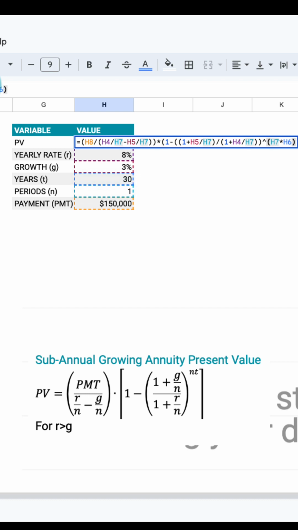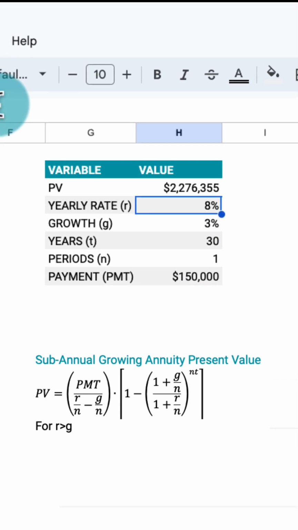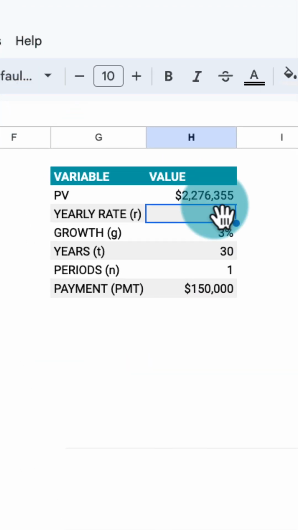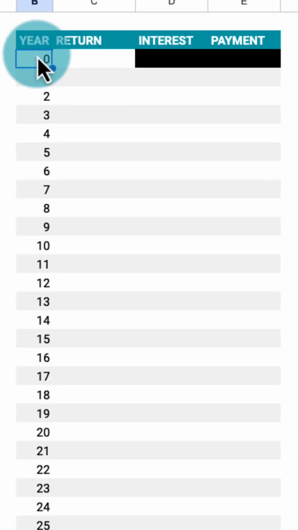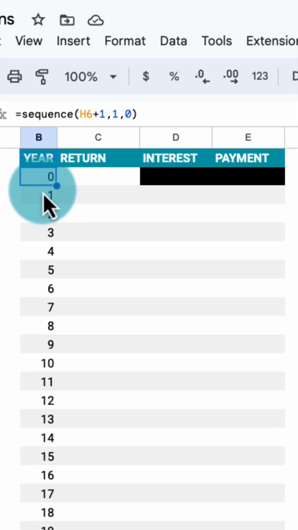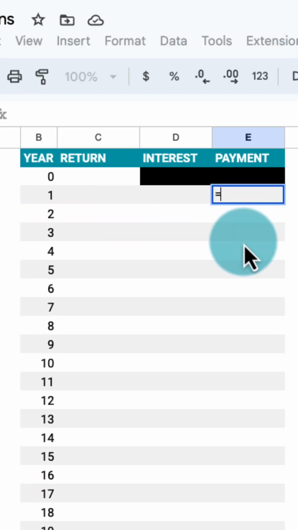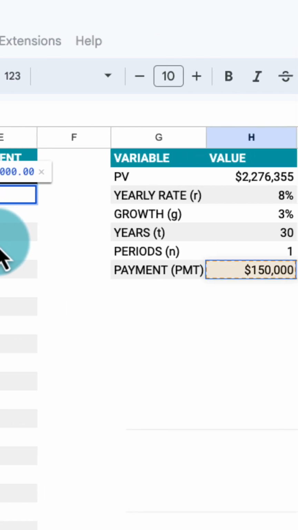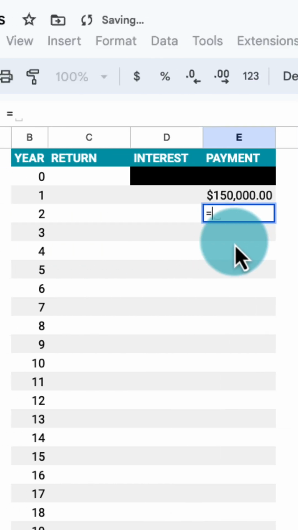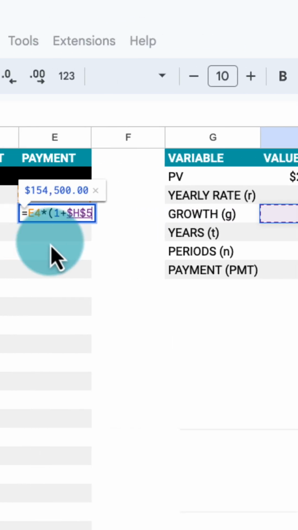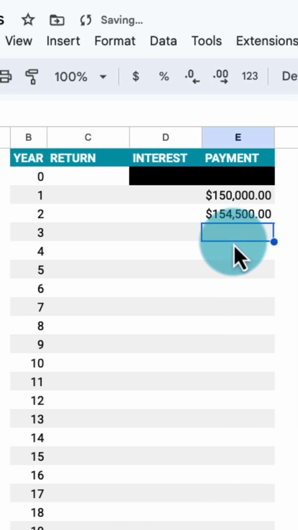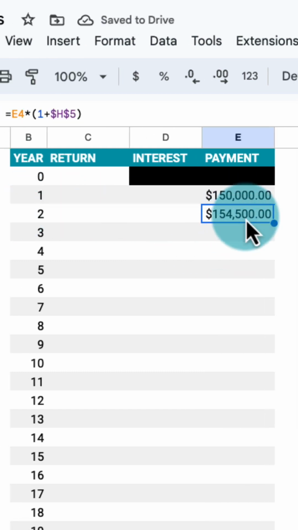What this is saying is that we need a little bit over $2 million today invested at an 8% growth rate to be able to extract this amount of money. In this table on the left, we have all the years from 1 to 30. And we're going to determine the payment. On year 1, we will receive a payment of $150,000. On the next year, we will receive those same $150,000 with an increase of 3% for inflation.